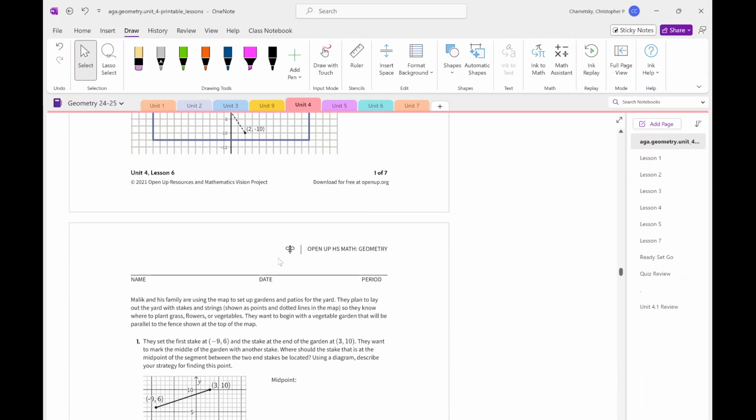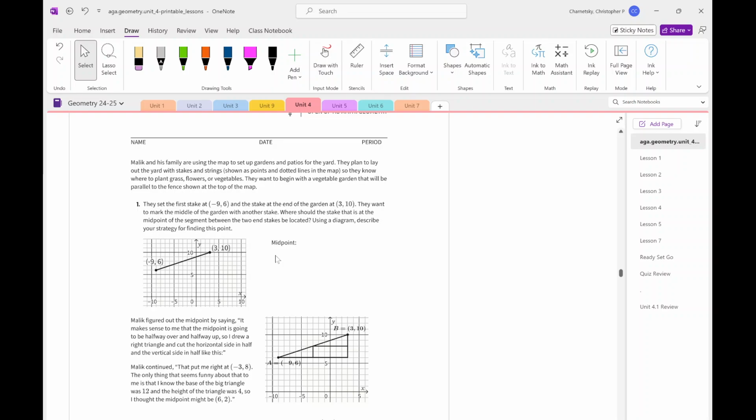Okay? So our first scenario is Malik and his family are using the map to set up gardens and patios for the yard. They plan to lay out the yard with stakes and strings, shown as points and dotted lines on the map, so they know where to plant grass, flowers, or vegetables. They want to begin with a vegetable garden. They'll be parallel to the fence shown at the top. So, really, we have this segment here, and we have a stake set at -9, 6, and another stake at 3, 10. And they want to mark the middle of this. They want to find where exactly is the middle point, otherwise known as the midpoint.